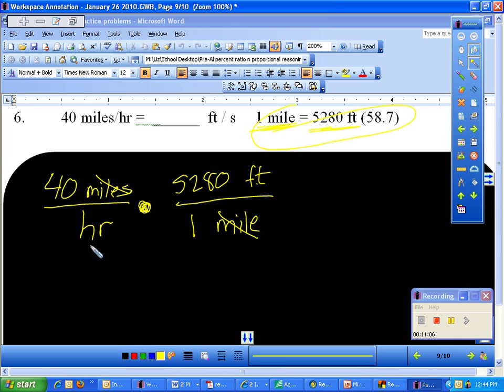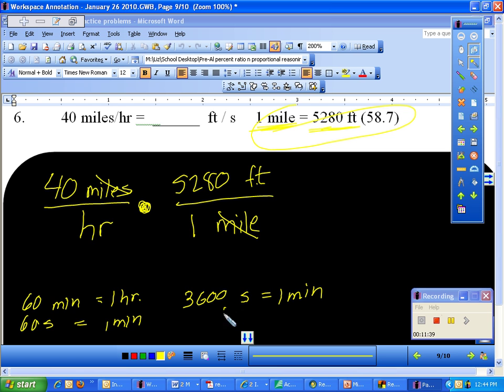Okay, now we're going to go from hours to seconds. So we're going to use the unit multiplier. So if we think about this, there's 60 minutes in every 1 hour. Then there's 60 seconds in 1 minute. So that means that there's going to be 3,600 seconds in 1 hour. So I'm going to use this unit multiplier. 3,600 seconds equals 1 minute.